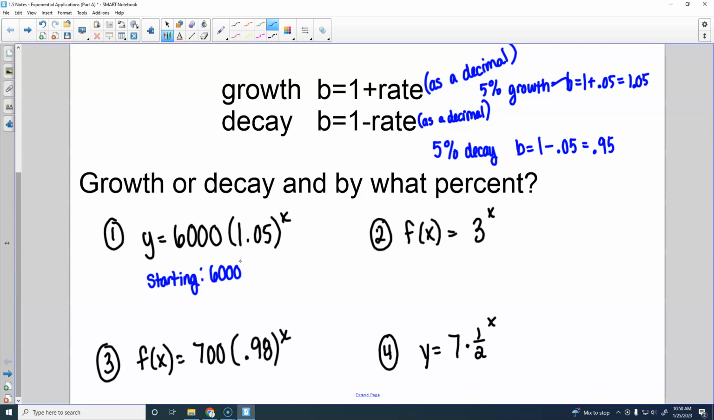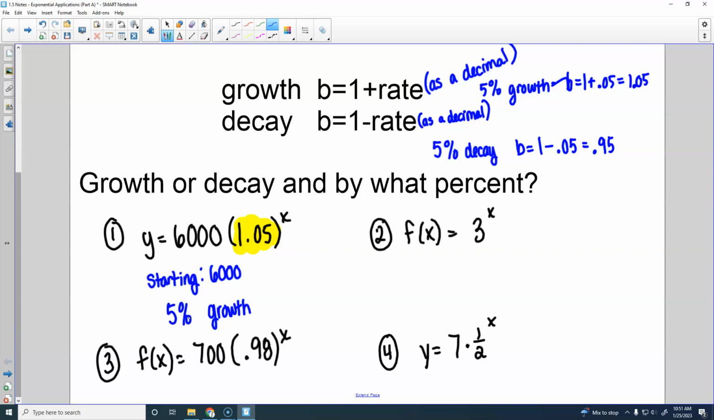So if this number right here is bigger than 1, then that means you have growth, because you're multiplying by a number bigger than 1, which is going to make the value larger, right? So we would have growth here. And what percentage is that growth going to be by? I've already used this example, so it's going to be 5%.